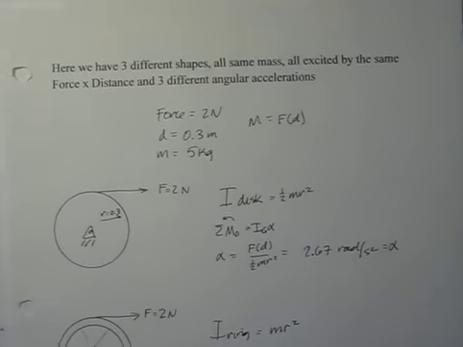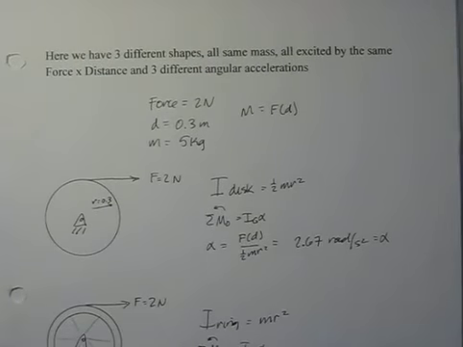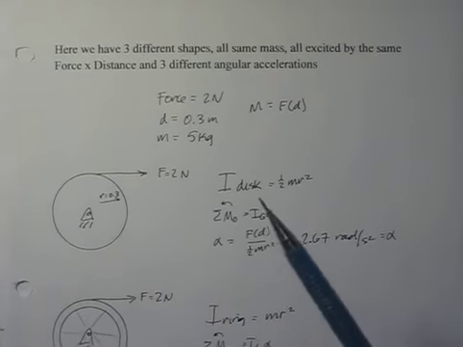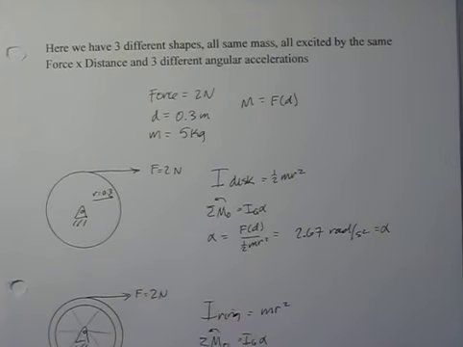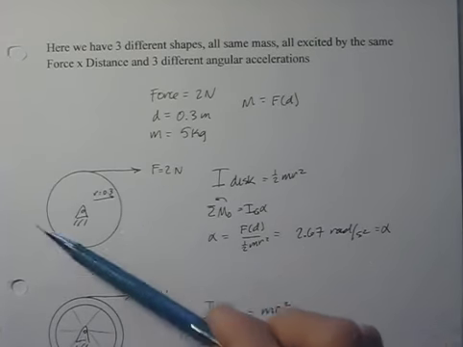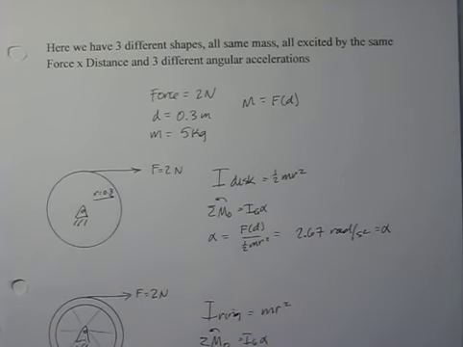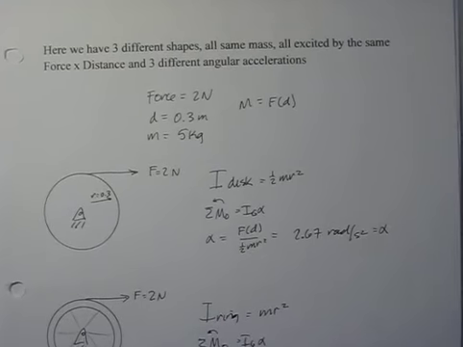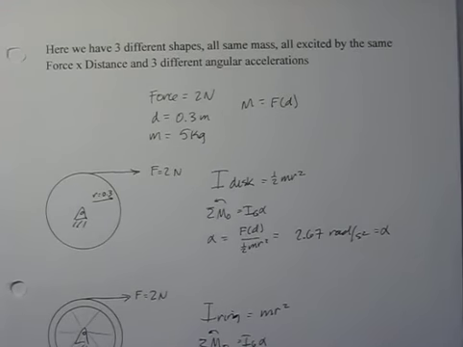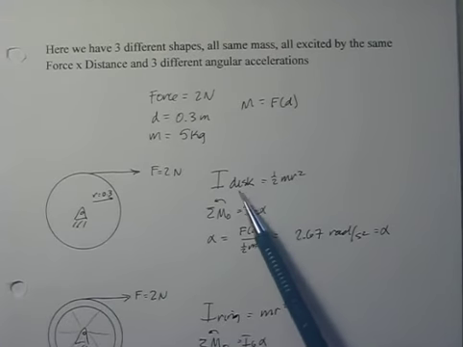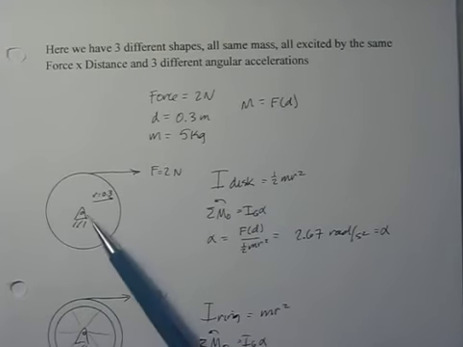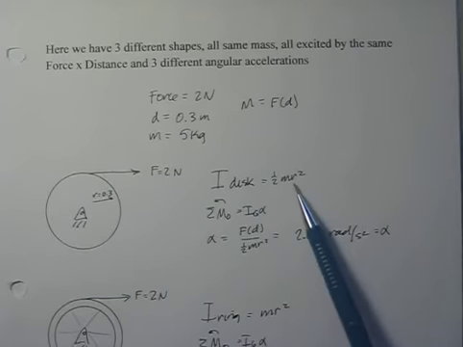Okay, so here's an example of 3 different shapes. All have the same mass, all excited by the same force times distance, and they have 3 different resulting angular accelerations. First of all, here's a disk, and we're going to wind a string around the outside. We're going to pull it with a force of 2 newtons. It has a radius of 0.3. We're going to say that the disk has a mass of 5 kilograms, and all I have to do is find the mass moment of inertia. I'm going to say that the mass moment of inertia of a disk is 1/2 mr squared.